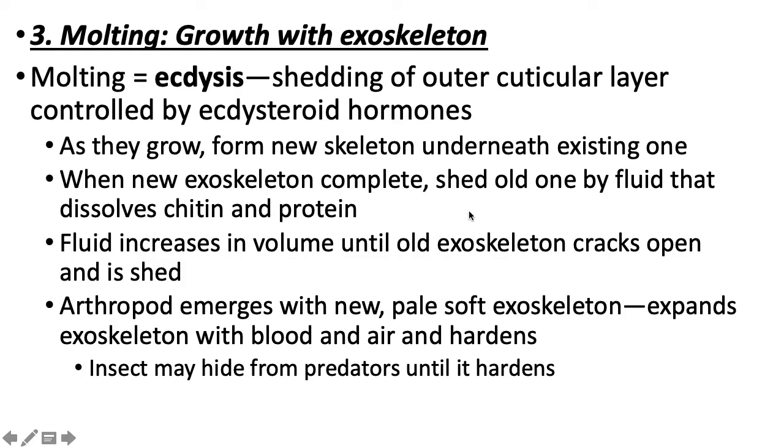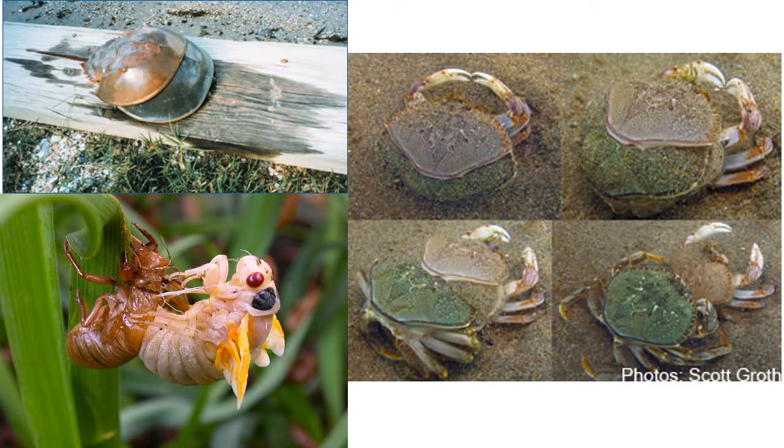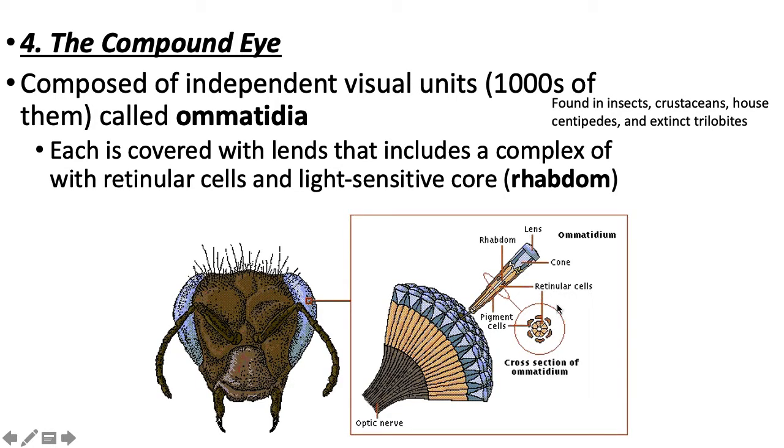So it sheds the old one by a fluid that dissolves the chitin and the protein, the fluid increases, and it pops open, and out emerges a new soft exoskeleton that will expand, and then given time it will harden. So here are some pictures of arthropods going through molting, or ecdysis. Horseshoe crab, I don't know what that is. Cicada maybe? Another crab here.